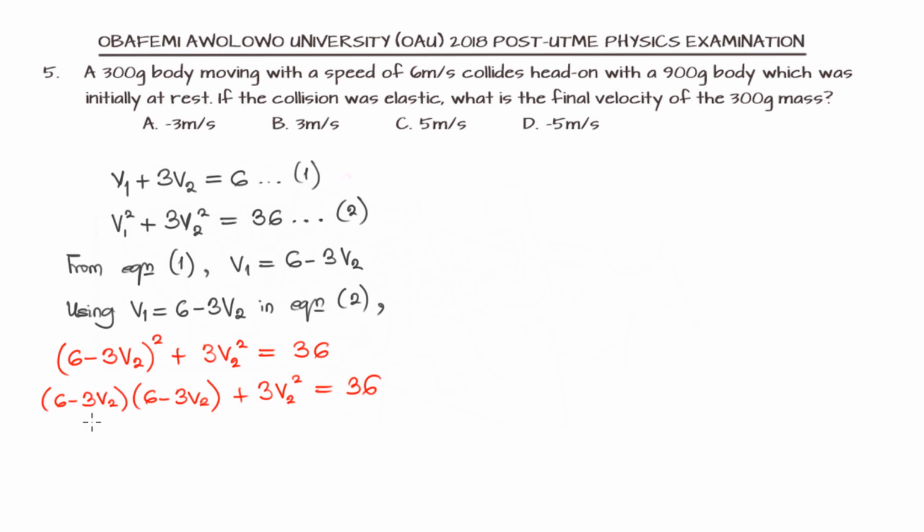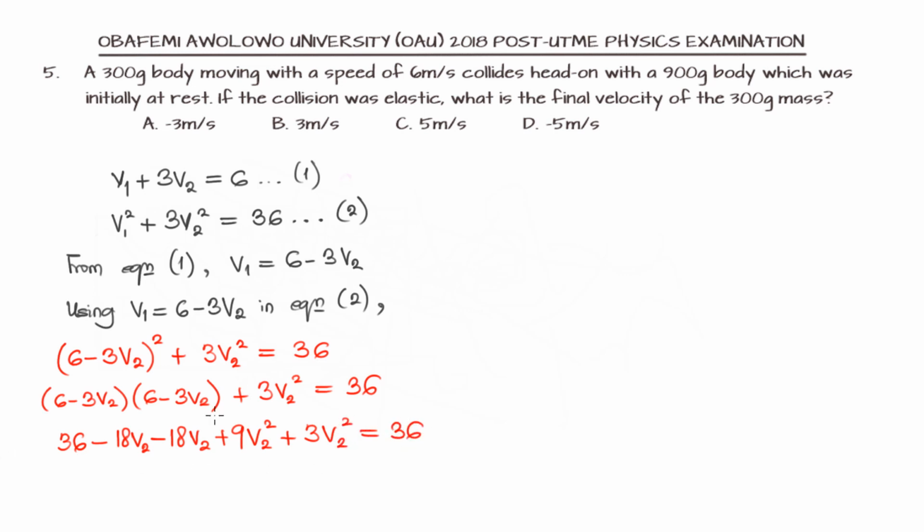First, we have 6 multiplied by 6, and that is 36. Then 6 multiplied by minus 3v2 will be minus 18v2. Then minus 3v2 multiplied by 6, again, that will be minus 18v2. Then minus 3v2 multiplied by minus 3v2. The negative signs will multiply each other to be positive. 3 times 3 is 9, v2 raised to power 2, plus 3v2 raised to power 2 is equal to 36.